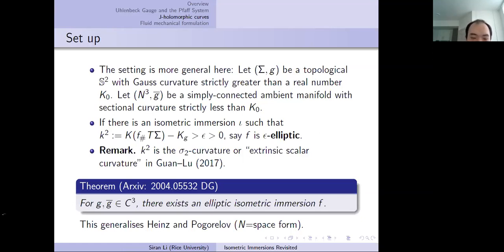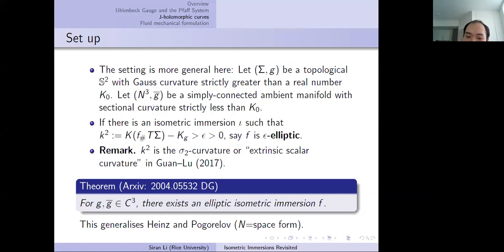So I want to show the following result. Unfortunately, I didn't write this theorem explicitly in the current version of this paper on arXiv, so I'll amend that later. Using this J-holomorphic formulation, we can actually prove that if g and g-bar are in C3, then under the above conditions, the strict inequalities compared to k0, there exists an elliptic isometric immersion f.